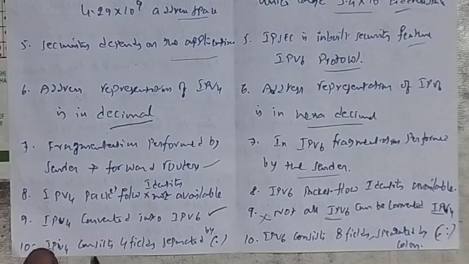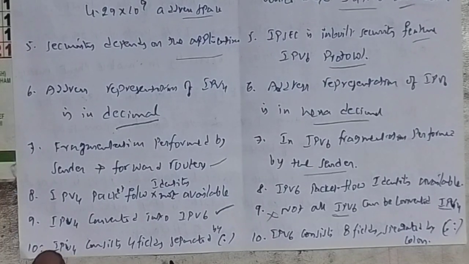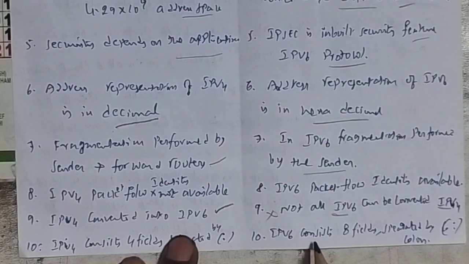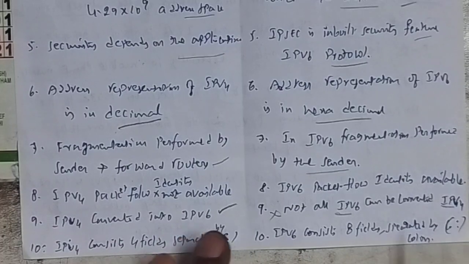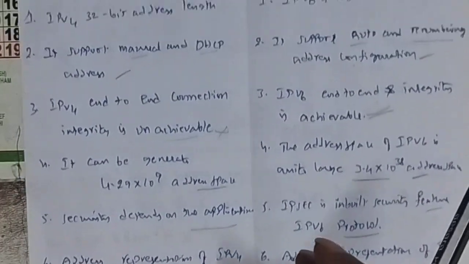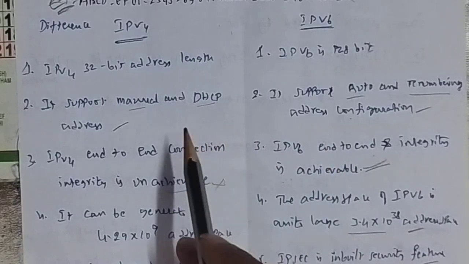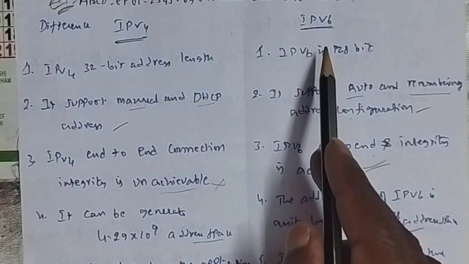IPv4 consists of 4 fields separated by dots, and IPv6 consists of 8 fields separated by colons only. Okay, these are the major differences between IPv4 and IPv6.